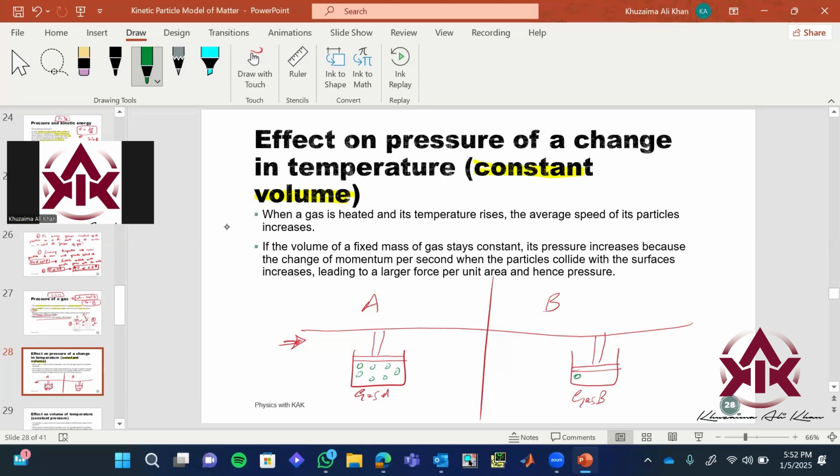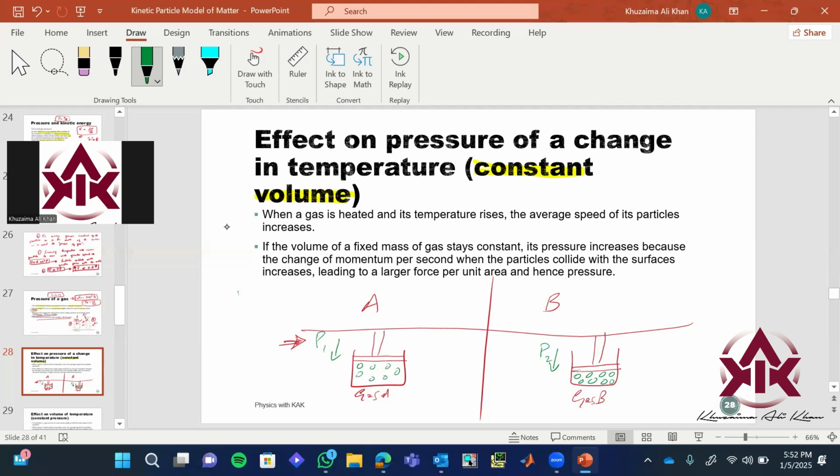And let me draw the gas particles. We have the same gas, but we just basically compressed it. So we have 8 particles here and 8 particles here. So we're basically applying a force here, increasing the pressure. This is pressure 2 and this is pressure 1.